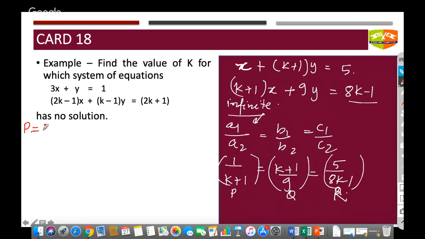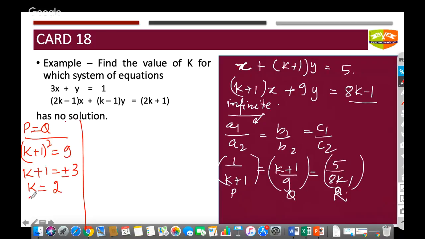So I will make P equal to Q. This is my first case. Cross multiplying, (k + 1) squared comes out to be 9, so k + 1 is plus or minus 3. If I take plus 3, k comes out to be 2. If I take minus 3, k comes out to be -4. Then I keep P equal to R. In that case, I get 8k - 1 is equal to 5k + 5, so 3k is equal to 6 and k is equal to 2 comes out.